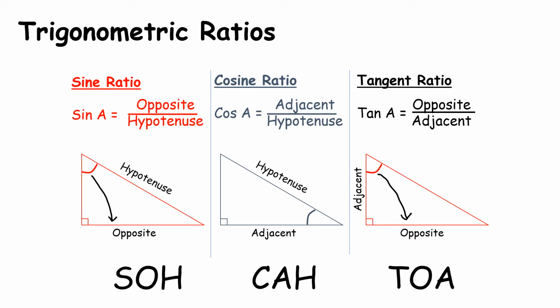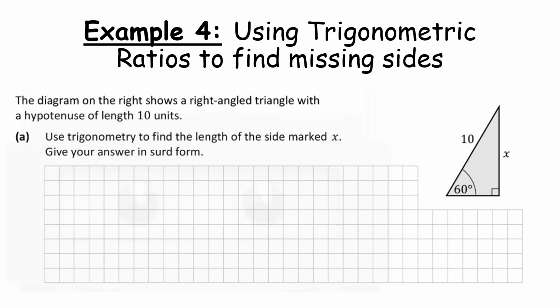Remember that these are also available in your log tables. Now, when we're working with our log tables, they can be a little bit tricky because they don't call the sides opposite, adjacent, and hypotenuse, which often exam questions want you to label your sides as that. So although we do have these formula and you could work with your log tables, it is not the best idea to do so. So now let's use some trigonometric ratios to find the missing sides. So the diagram on the right shows a right angle triangle with hypotenuse of length 10. So that's all given in the picture.